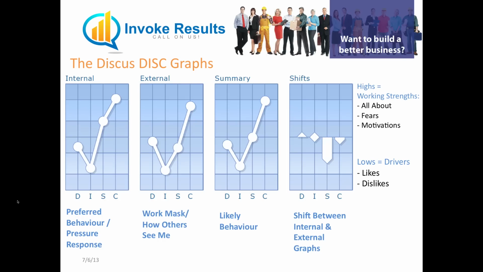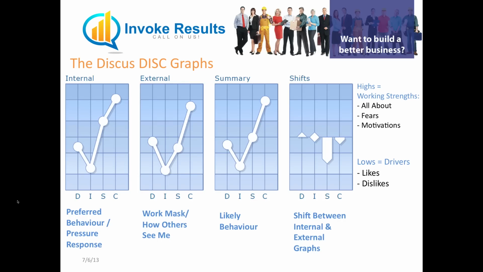The second graph is the external graph. I often call this the work mask. If you can imagine, this is the mask you put on when you go to work, and it's what your colleagues would see of you at work. So when we profile you, it's like taking a snapshot of you on that particular day. The internal graph is saying how you would like to be behaving. The external graph is saying how you actually are behaving in order to be successful in your role currently.